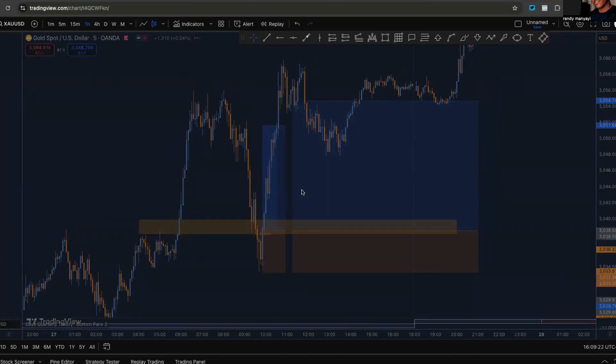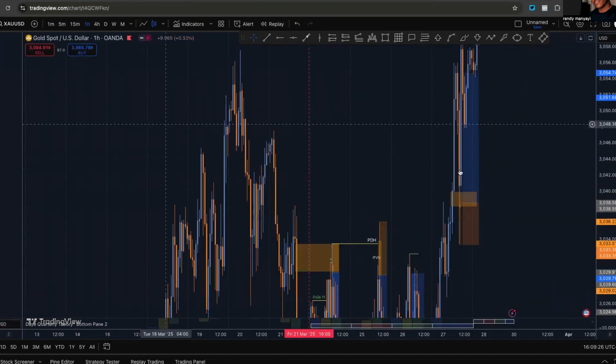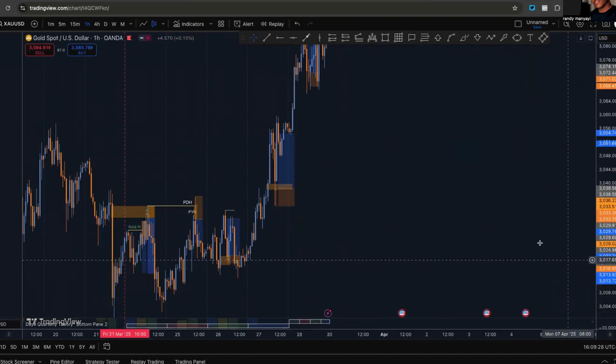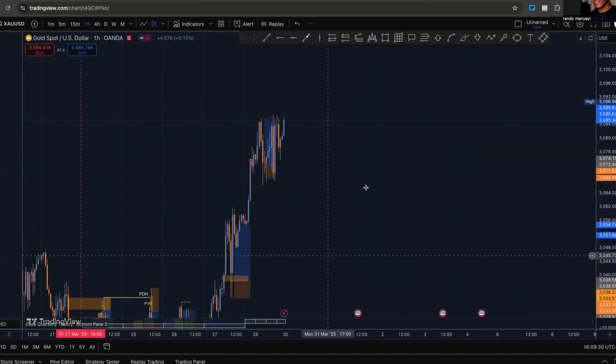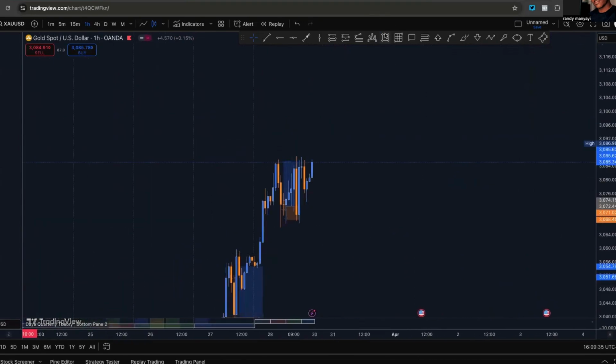Okay, so Friday, the last trade of the week. What did I see on Friday? Same thing, guys. I'm not making these things up. This is how I trade. Just keep it simple. Do not overcomplicate yourselves.